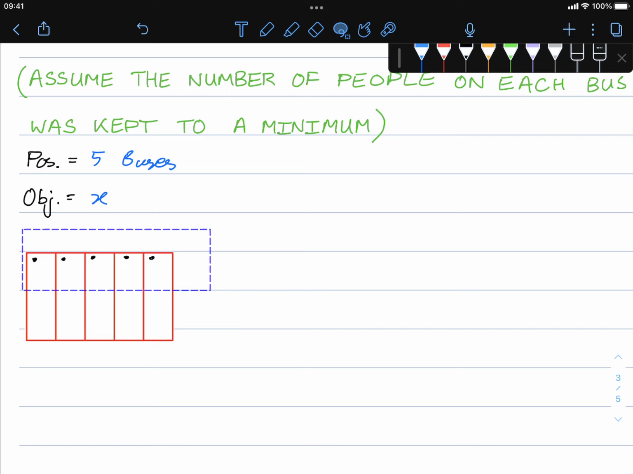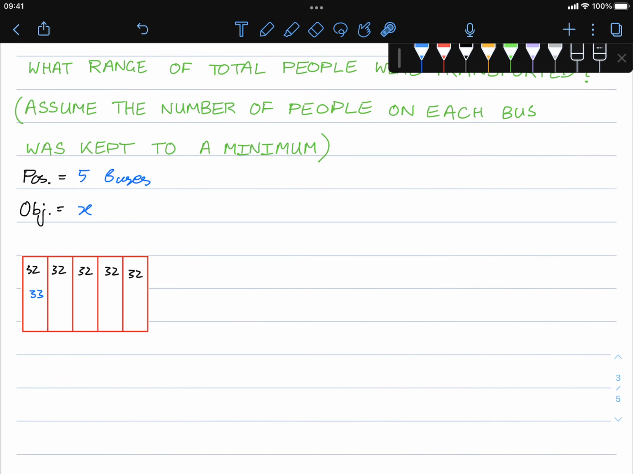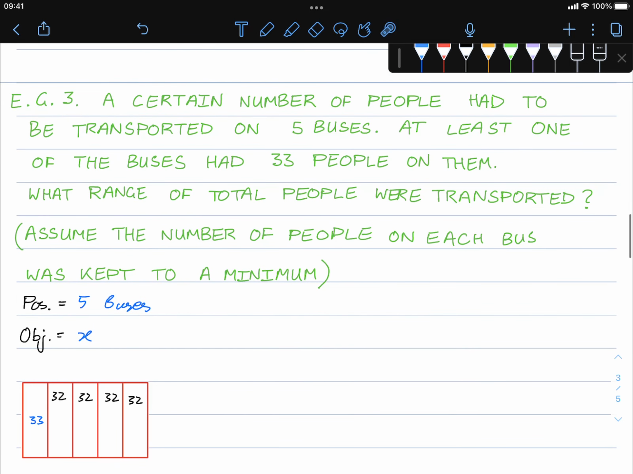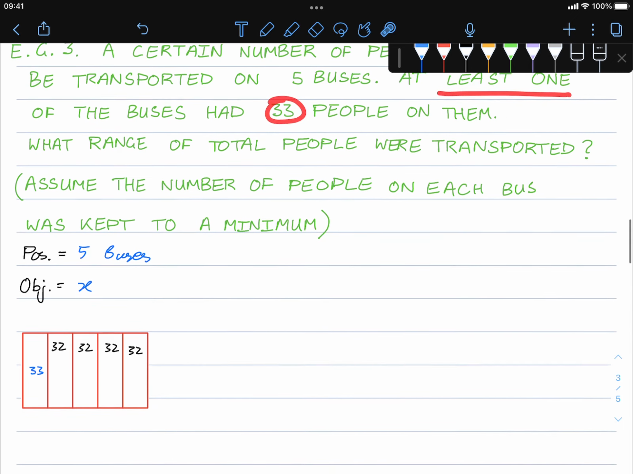So if we were to think about this with the 33rd person, the 33rd person goes on to here, which must mean that before this 33rd person was placed here, each of the buses already had 32, like so. But because we had to place another person here, this one bus is now up to 33. So take a look. At least one of the buses had 33 people on them.